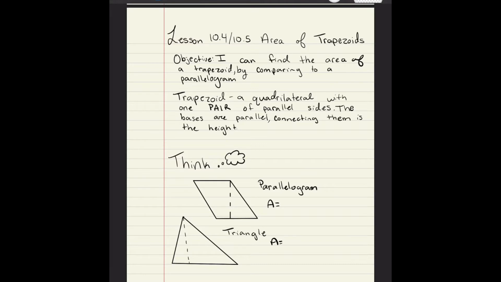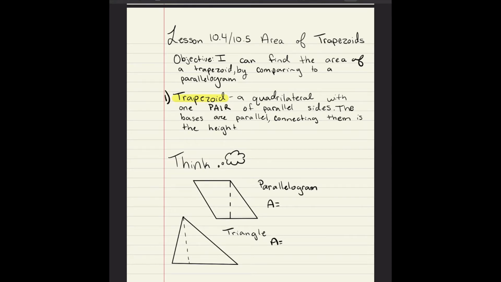It is lesson 10.4/10.5, the area of trapezoids. So our objective is: I can find the area of a trapezoid by comparing to a parallelogram. Our first vocab word is trapezoid.